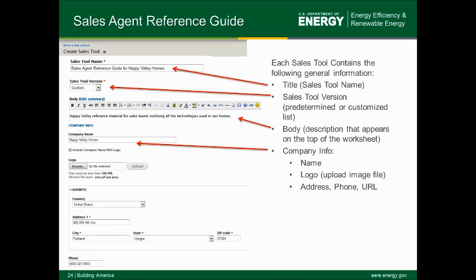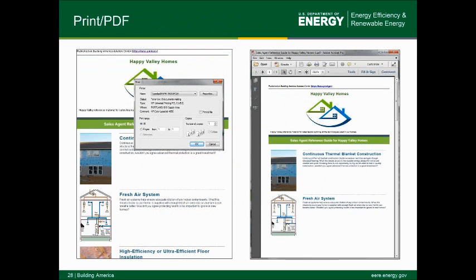And then the next section is your company info. Again, you can or cannot fill in this depending on your needs. But your company name, your company logo, so you can actually upload a picture of your company's logo, and then your address, your phone number, your URL, and any other information you'd like your consumer to have.